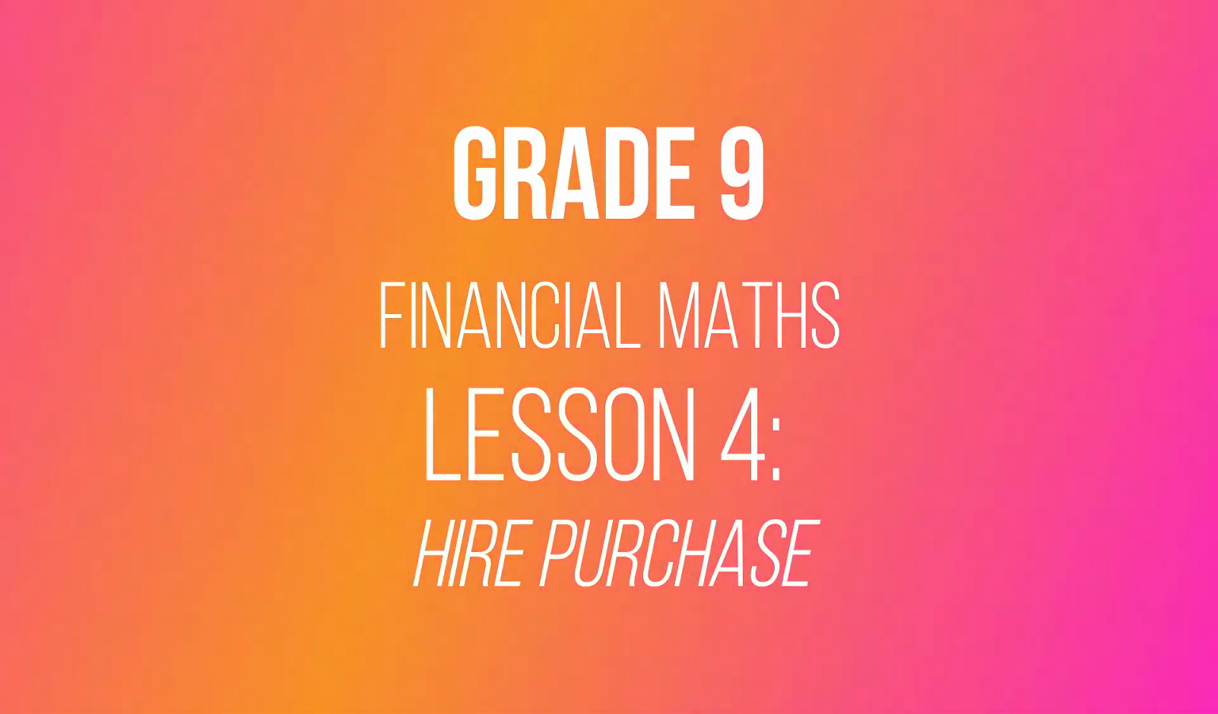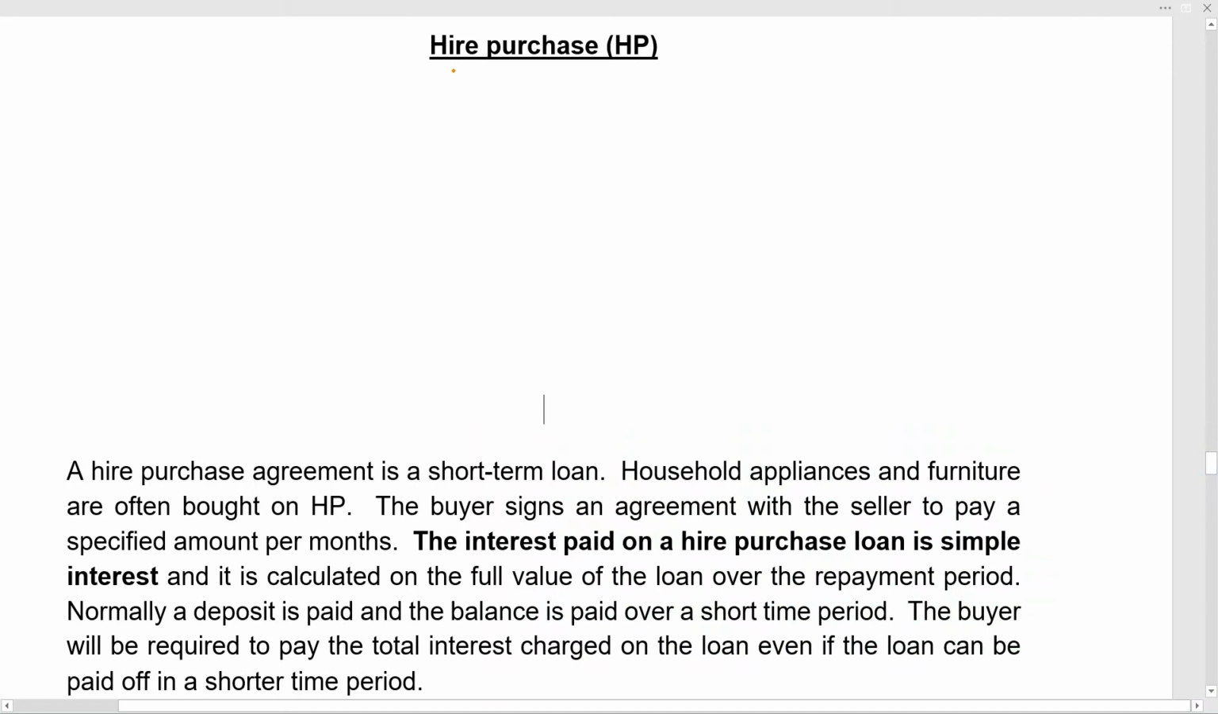Hire purchase is a debt arrangement that most people get into at some point in their lives. Basically, it is called hire purchase because first you hire something, and then when you are done paying it off, you have then purchased it. So you first hire, then you purchase, so it's called hire purchase. Often people talk about it as HP.